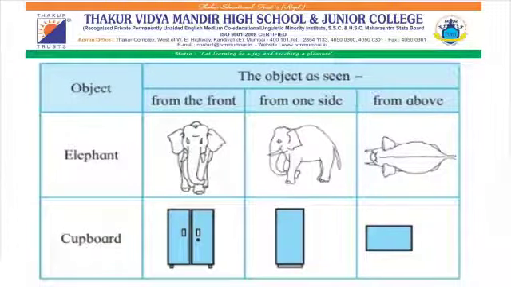See here, you can see an elephant. How will the elephant look from the front? And if we see from one side, how will it look? And from above, if you look at the elephant, how will it look? Those figures are shown to you. Similarly, about a cupboard. When you look from the front, you can see two doors are there. When you look at it from one side, you can see only one rectangular shape. And when you see it from above also, you can see the same rectangular shape but small in size. So, any three-dimensional object, when you observe from different sides, you can see different shapes.